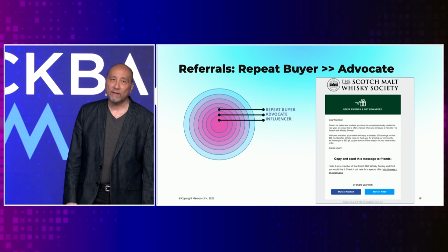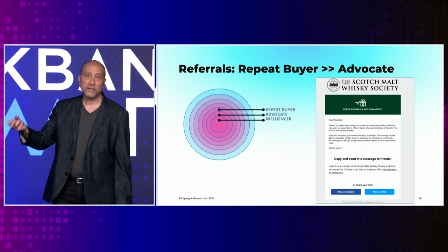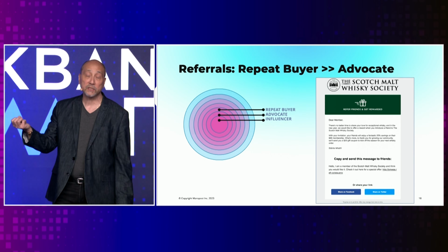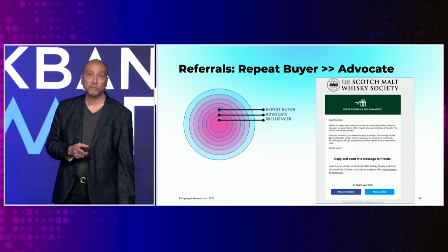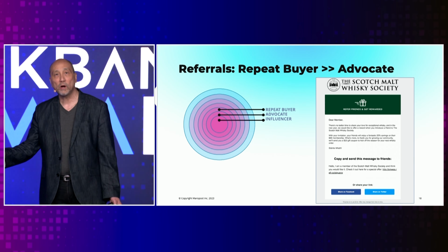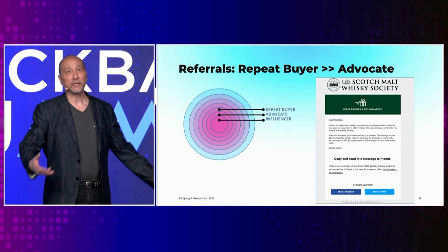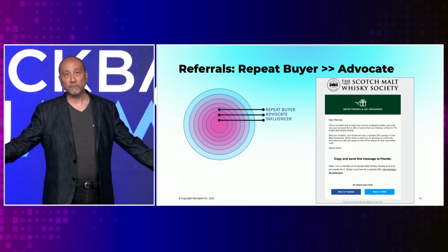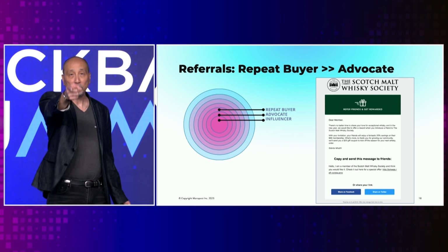So that's why advocates and influencers, right, those are the next level of intimacy, the next level of trust from a repeat buyer, because they trust you enough because they bought from you. So they're the ones more likely to recommend you to their friends, their family, their colleagues. And if they're influencers, mention you publicly, tying their name to your brand.